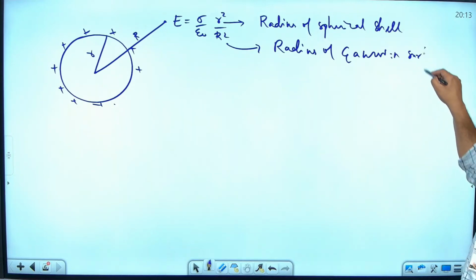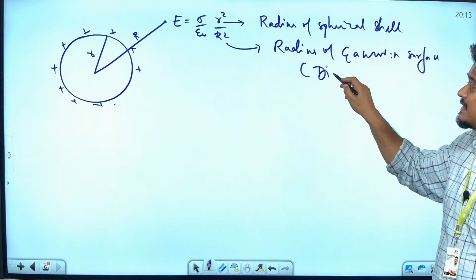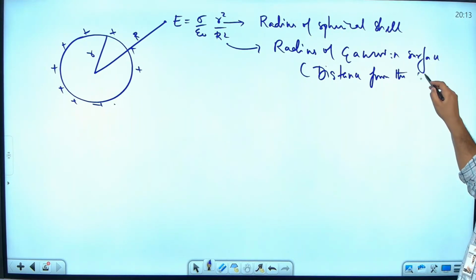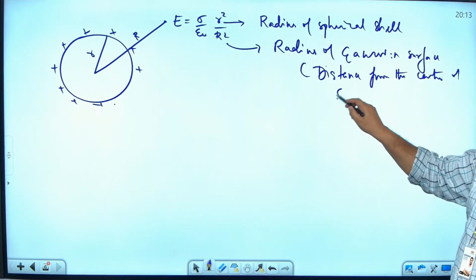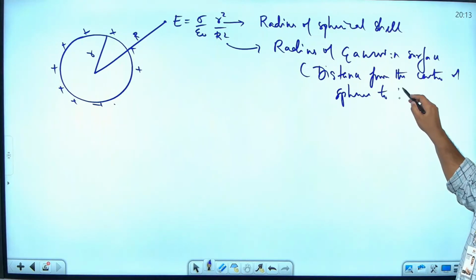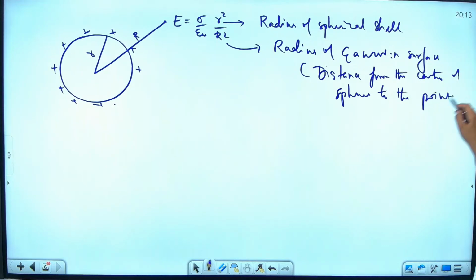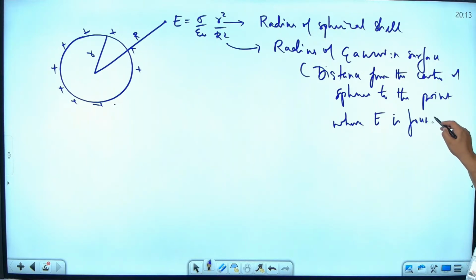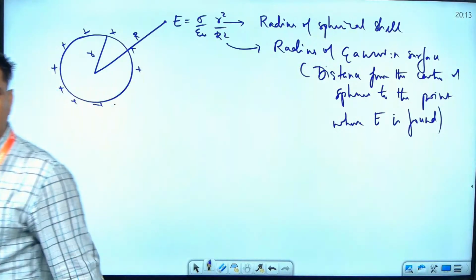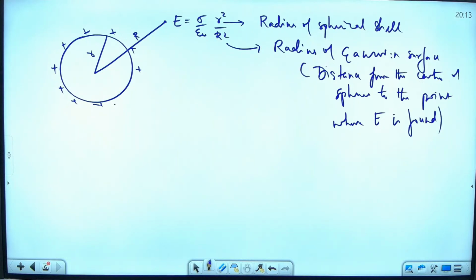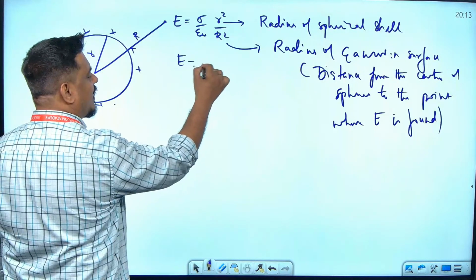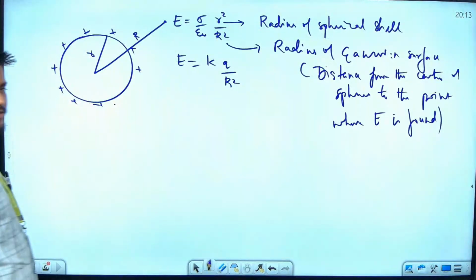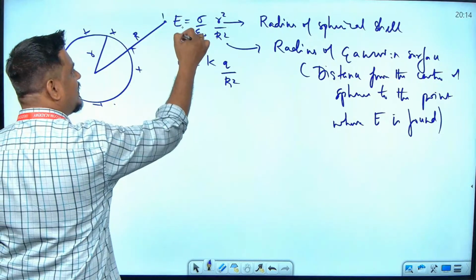Or I can also take this as the distance from the center of the sphere to the point where the electric field is found. Am I right? This is the value of E, or it can also be written, after derivation we got, as K into Q by capital R square. This we derived in the previous derivation. I am taking this point as point 1, so I am writing E1 here.